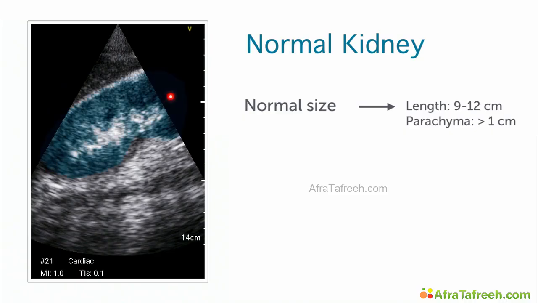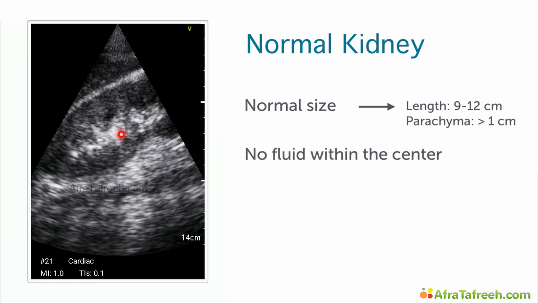It has a normal size, which means the length, the diameter, is 9 to 12 centimeters, and the thickness of the parenchyma is at least 1 centimeter. You do not see in a normal kidney any fluid collection within the center of the kidney, and you do not see any stones or shadows from stones, and of course you do not see any renal masses.